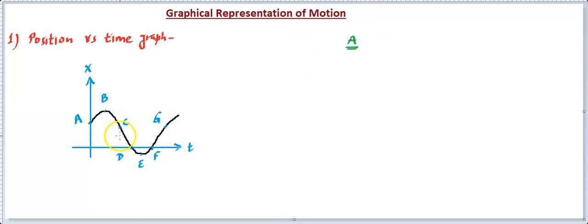At this point A, we will find this is the position of the particle when time started. That means this is the initial separation of the particle from the origin. That means the particle starts from position A, and that is the initial separation. So we can say the particle is at OA distance from the origin initially, and it is in the positive x direction.